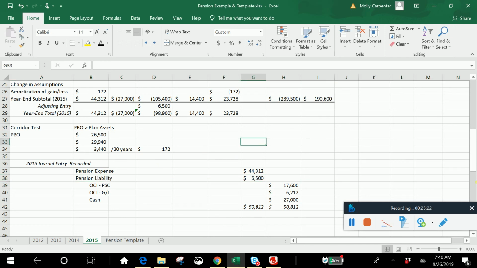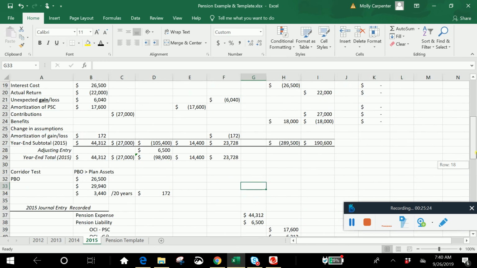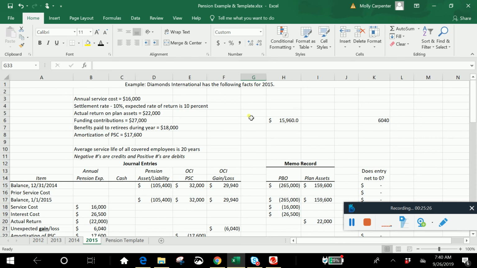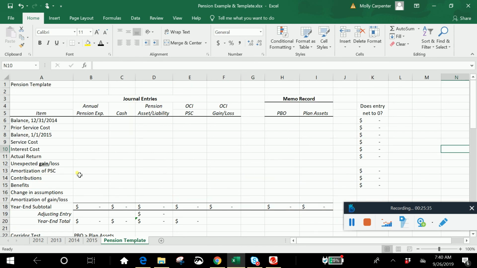So hopefully this example was helpful and kind of walked through the steps and built up the complexity of the problem. As I mentioned, this is posted in the week 6 content, so if you want to run through it again on your own, or if you want to utilize the pension template, you certainly can.